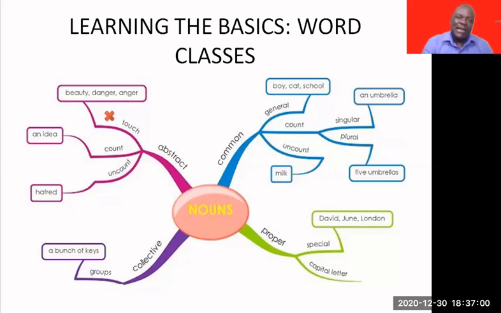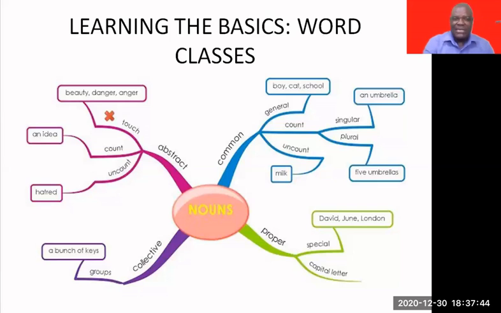Then we have the abstract nouns, and when we look at abstract nouns, we are looking at names of things we cannot see or touch. For example, we can look at something like beauty, danger, anger. You can't touch it. You can't see it. And it's generally an idea. Of course, some of the abstract nouns can be counted, like an idea, all right? You can talk of an idea, and you can talk of ideas.